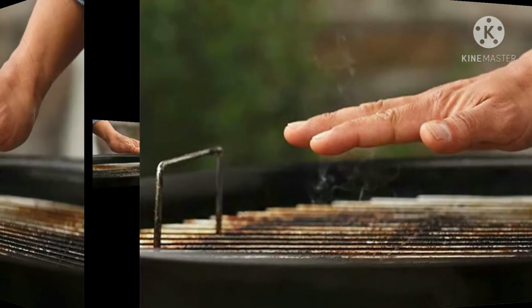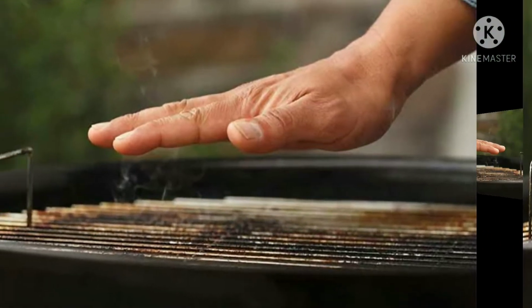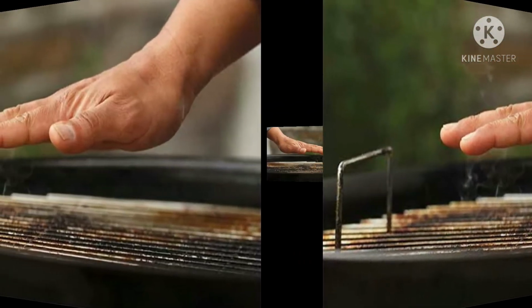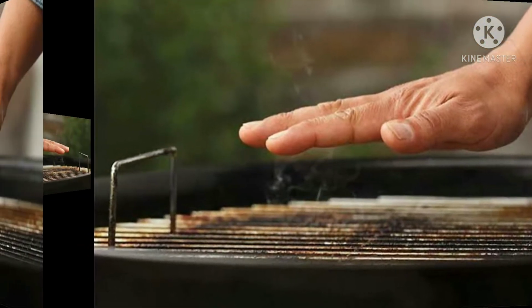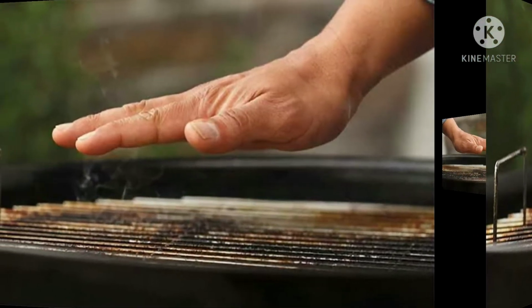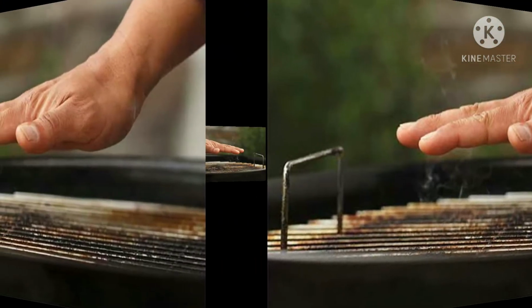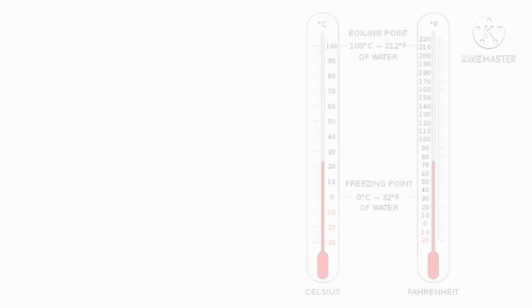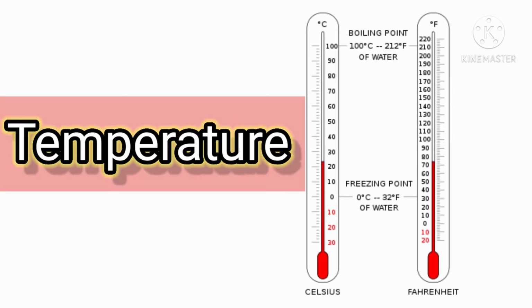If you touch a hot object and a cold object with your hand, you feel the difference, but you cannot say by how much. We therefore need a reliable measure for knowing the hotness or coldness of a body. And this reliable measure is known as temperature. The degree of hotness or coldness of an object on some chosen scale is called its temperature. The SI unit of temperature is Kelvin. Some commonly used units of temperature are degree Celsius and degree Fahrenheit.